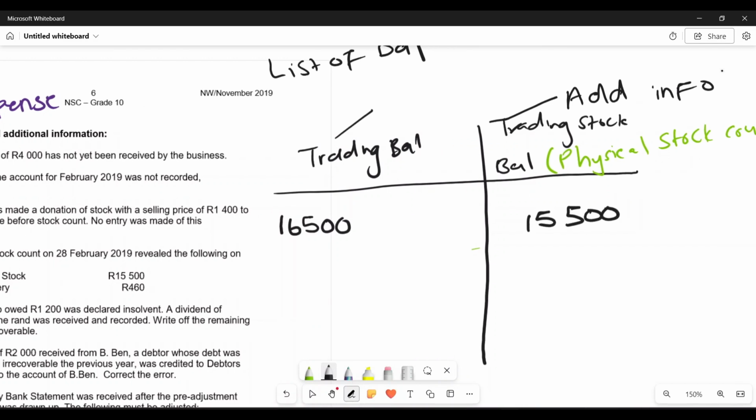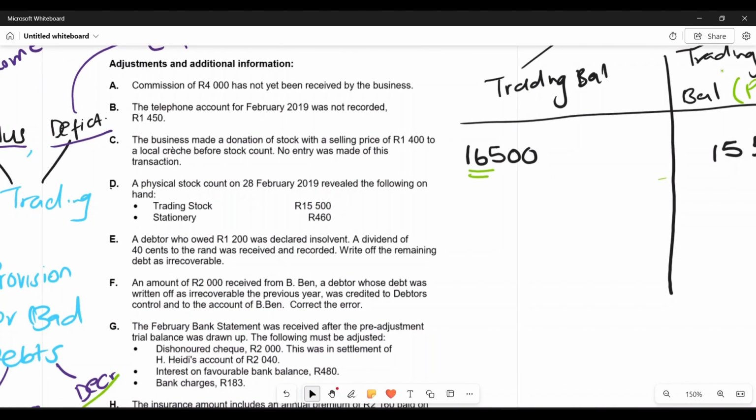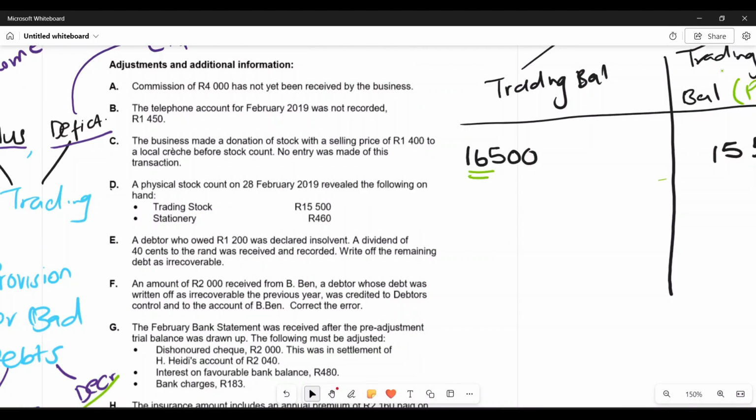Now, before I can compare these two, let me see if there's any additional information that might affect my trading stock. If there is, I'm going to make the adjustment on this balance right over here. So let me check for any additional information relating to trading stock.